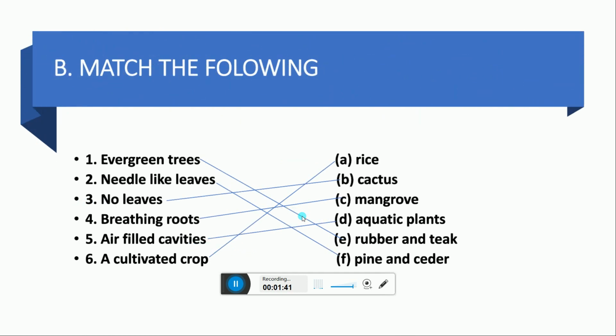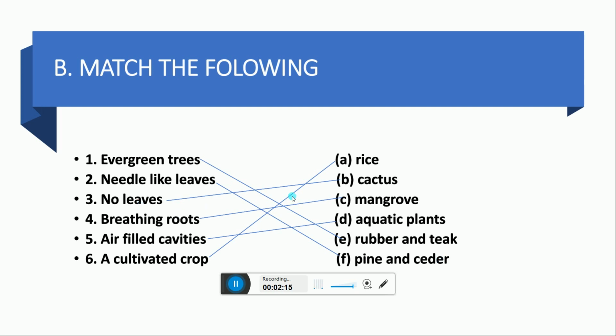Now going to the next section, match the following. The first one is evergreen trees. As you all know, rubber and teak are evergreen trees which are found in the hot and wet regions. The next one is needle-like leaves, that is the pine and cedar which are found in hills, and it does not allow the snow to get deposited on the plants.